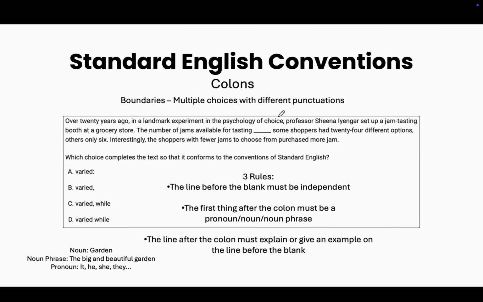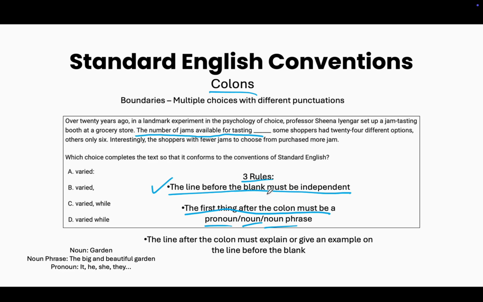Now we will talk about colons. For a colon to work, 3 rules must be true. So the part before the colon must be an independent clause. So in this case it says the number of jams available for tasting varied. Yes, this makes sense on its own, so it is independent. Therefore, rule 1 works. Then the part after must start with a noun or a pronoun or a noun phrase.